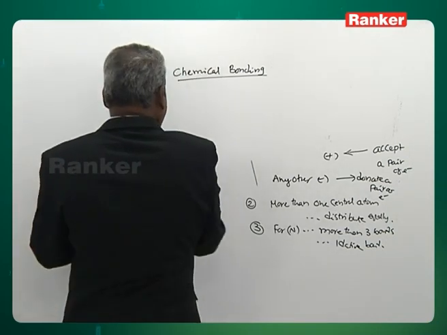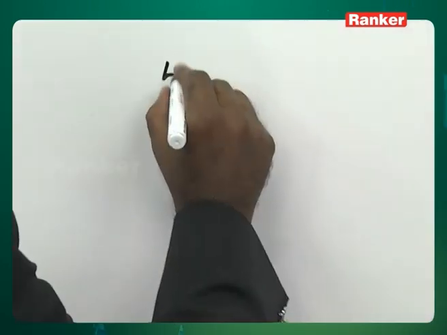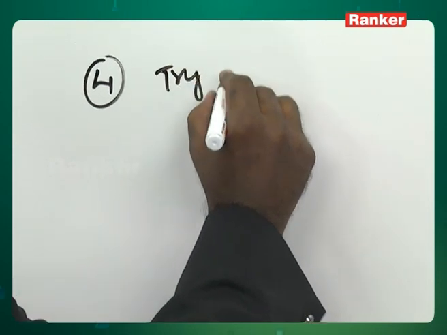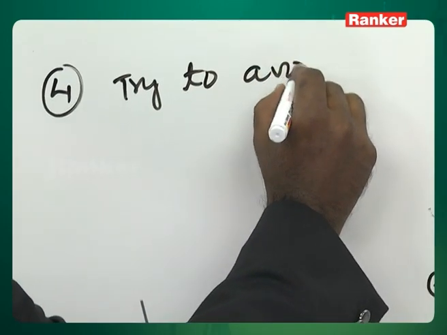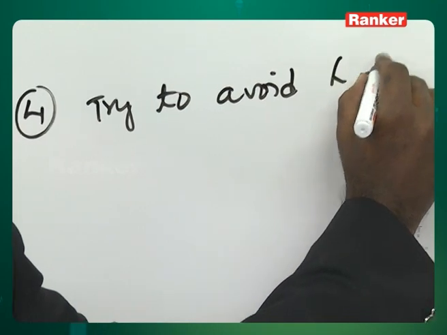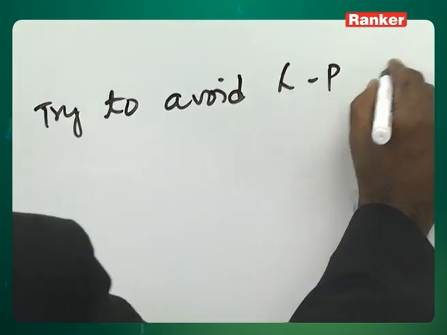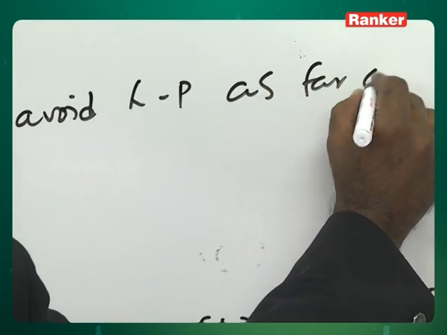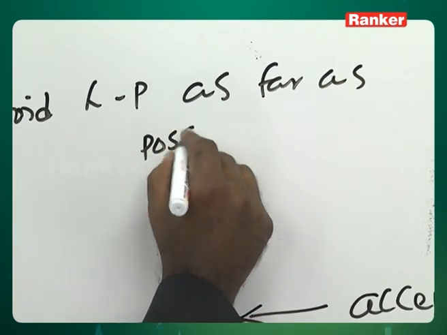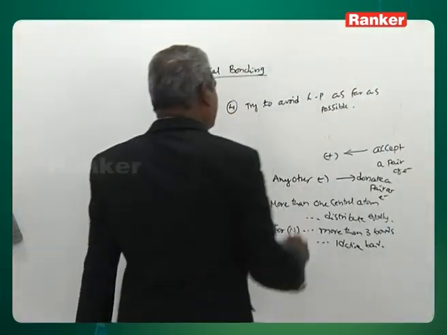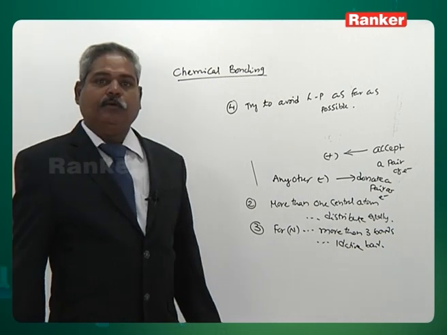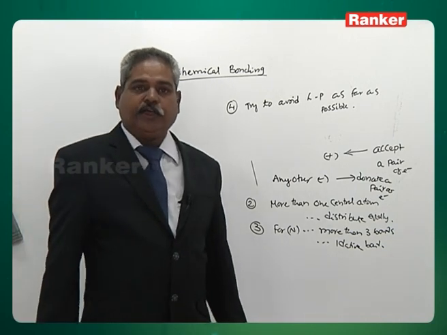Fourth instruction being, try to avoid lone pairs as far as possible from a structure. You know why? The lone pairs repel the bond pairs and cause strain to the geometry.